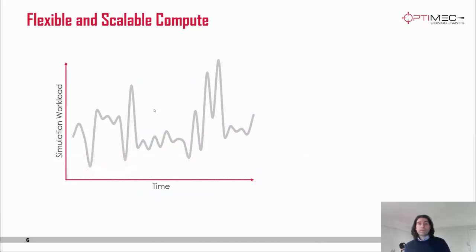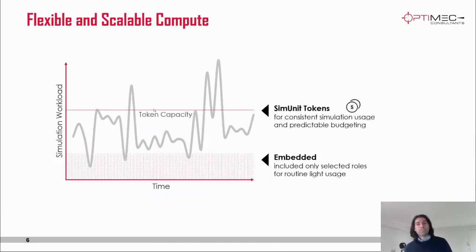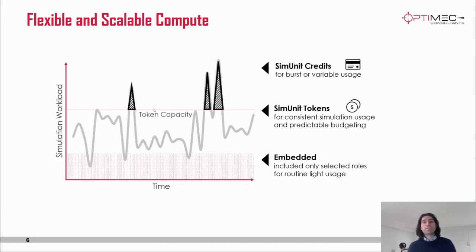If you have predictable and consistent usage of simulation in terms of workload, you can get some tokens. This is there to provide a fixed budget, on a yearly basis, and you can predict how much you're going to use in terms of simulation. And then there's the flexible part, which is the sim unit credits, which is there to cover essentially the unpredictable workload or bursts in simulation. So these are the three solutions to cover all your compute needs.